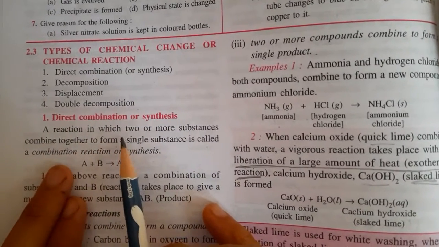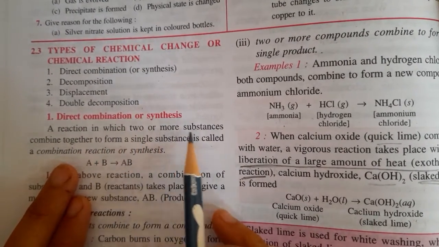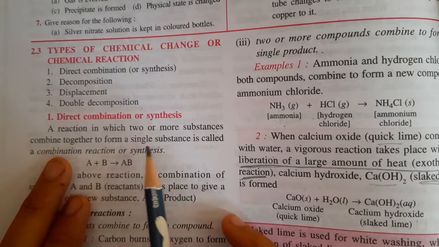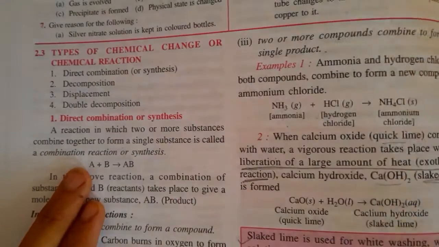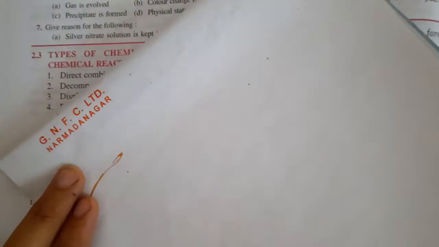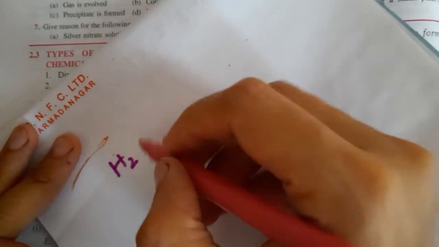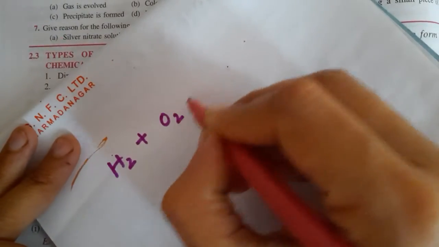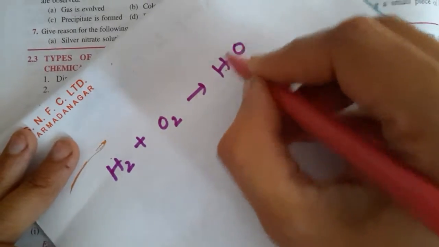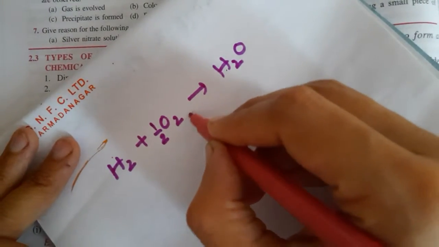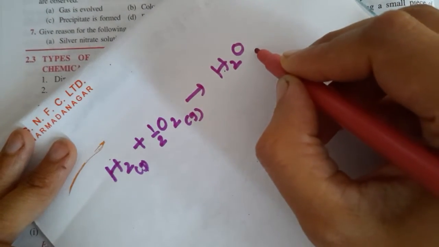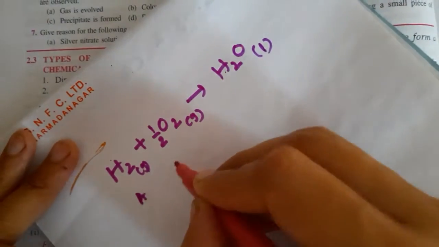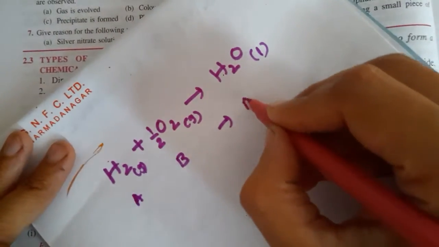What is the meaning of that? A reaction in which 2 or more substances combine together to form a single substance is called a combination reaction or synthesis. Suppose H2 reacts with O2, it converts into H2O. The gaseous H2 and gaseous O2 combine and form a water molecule, H2O. So A plus B combine and form AB.